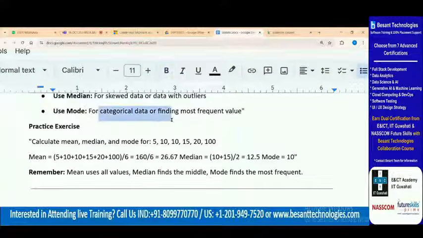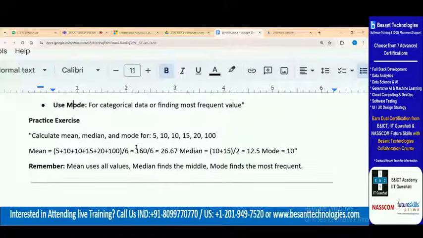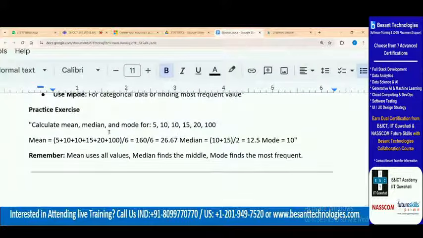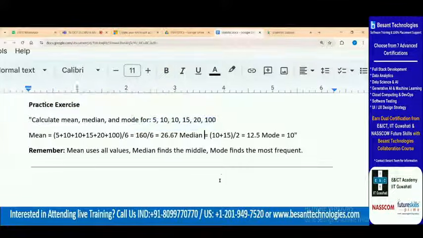So for categorical type of data, you can use this mode. I have given some practice questions for you, where I have given the data set. You have to calculate mean, median, mode altogether.